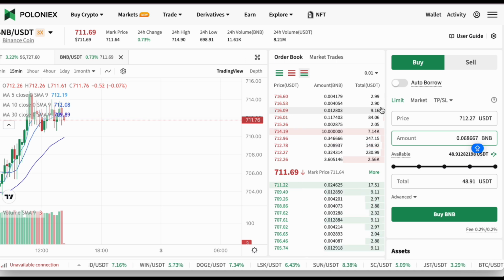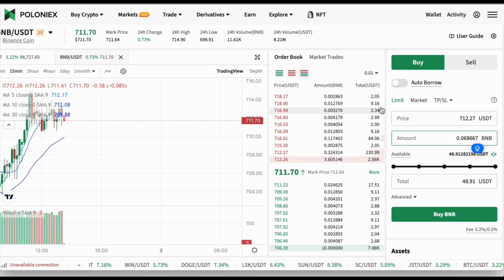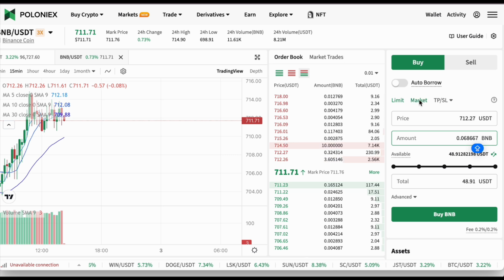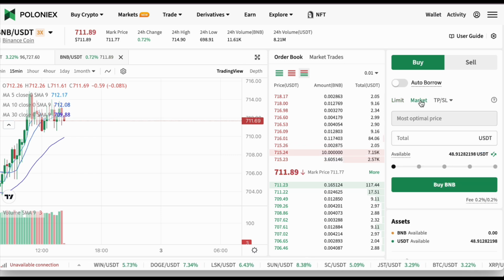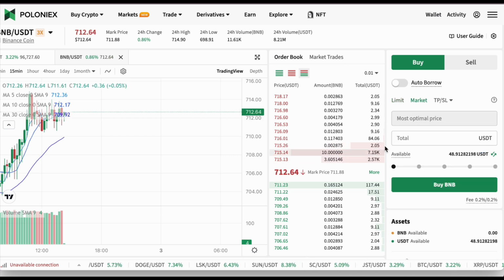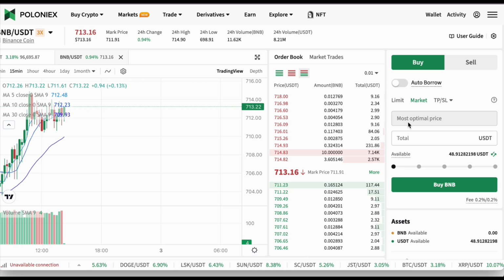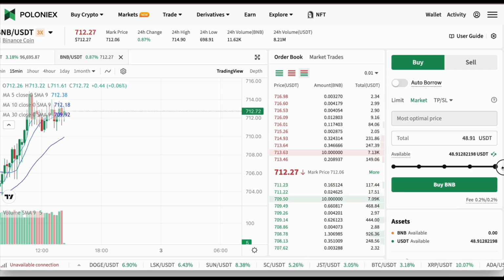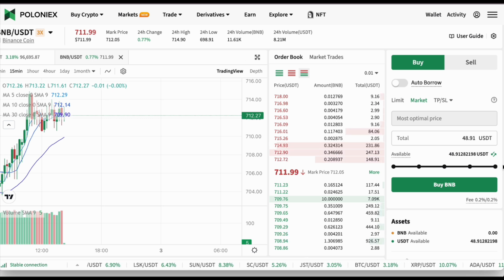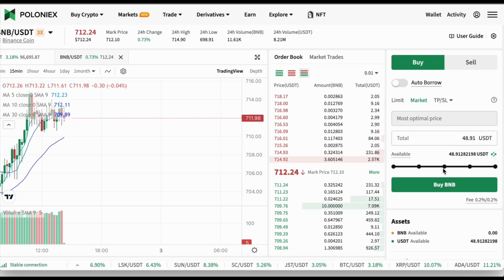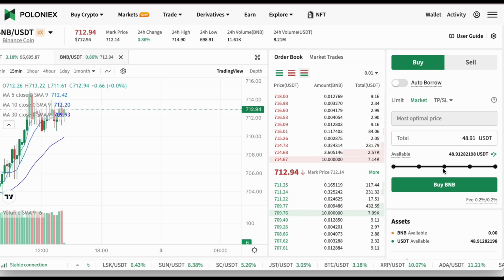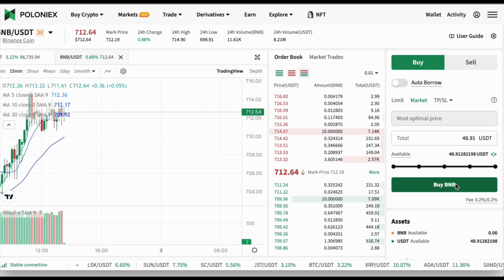So you can buy now, or buy at a lesser price. Market means you're buying at the most optimal price. It's going to give you the most optimal price from the order book. So you simply select the percentage of the amount you have in your balance that you want to buy with, and then you click buy.